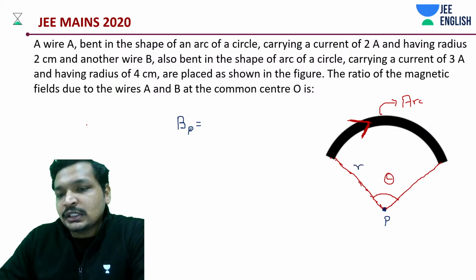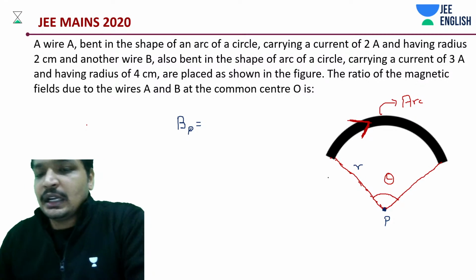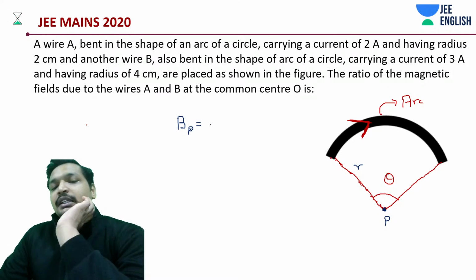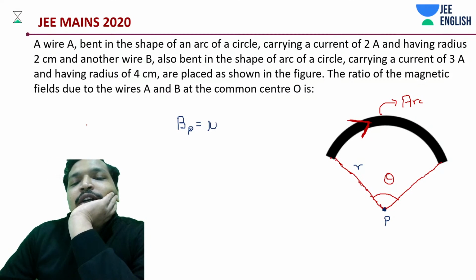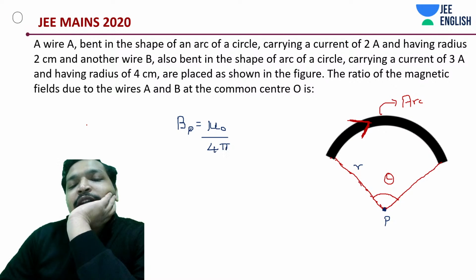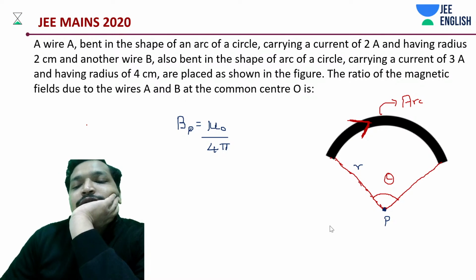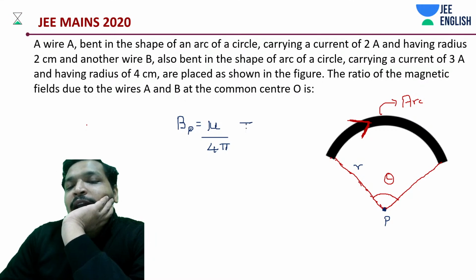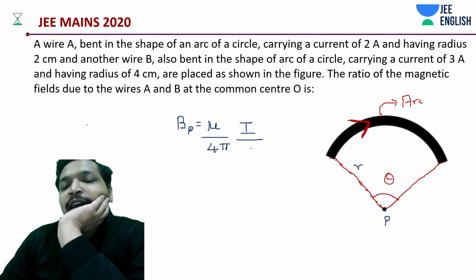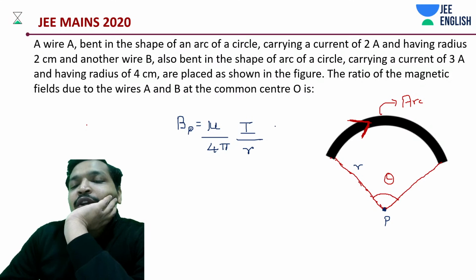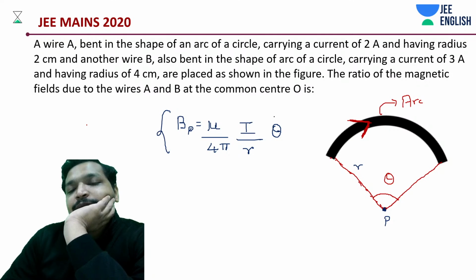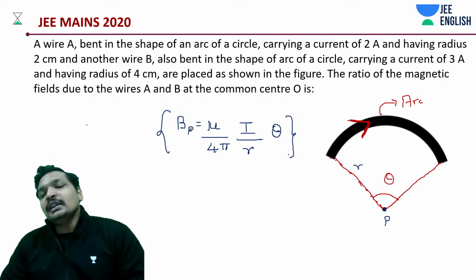The circle had a radius r, so the arc would also have a radius r. The field is going to be mu naught by 4 pi, you can rather keep it as mu itself, by 4 pi into I, again I, as you saw in the straight line, divided by r into theta. That's it. What is this theta?